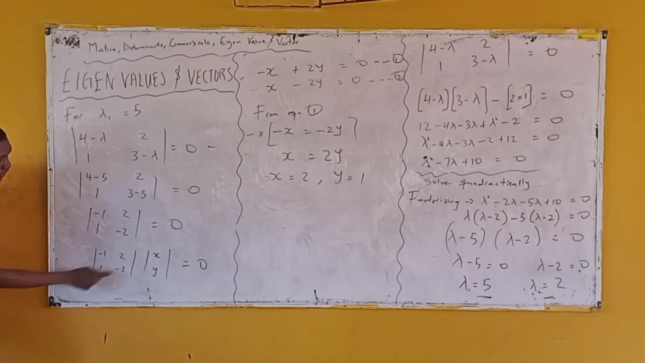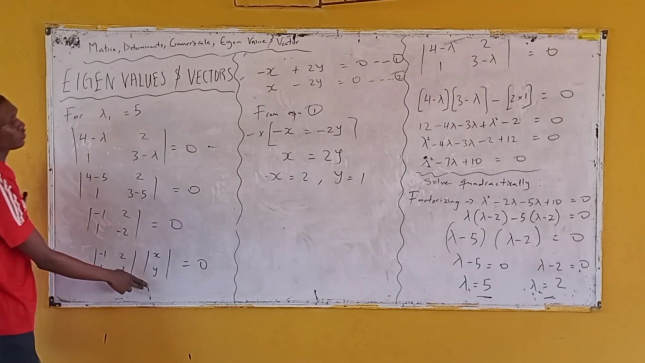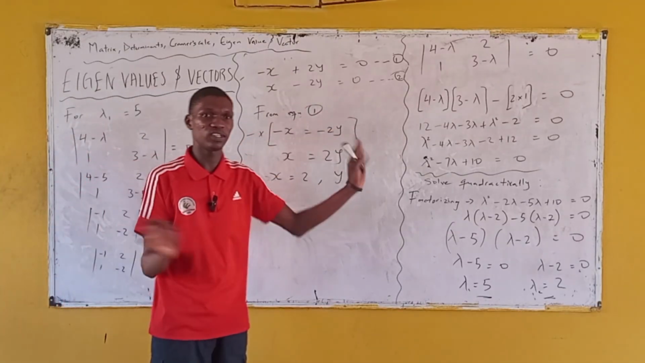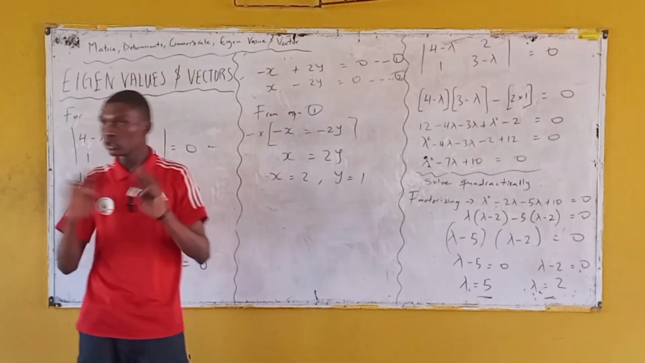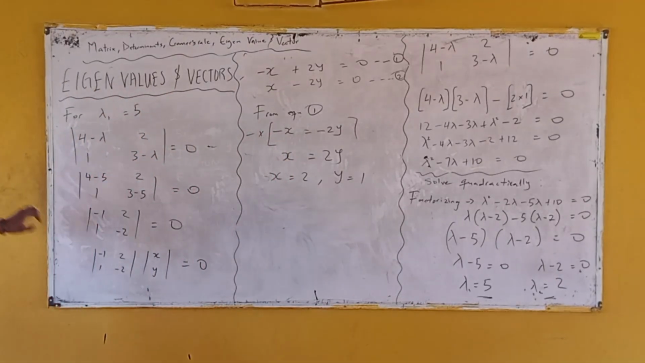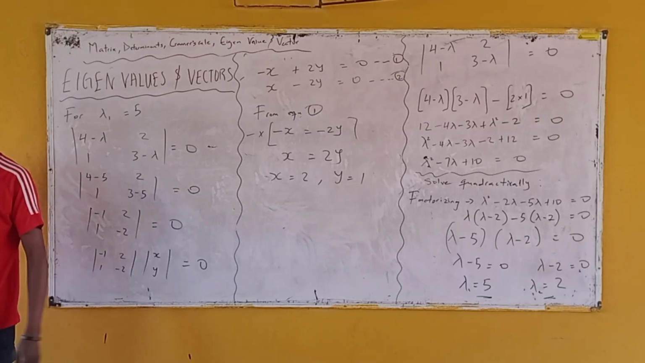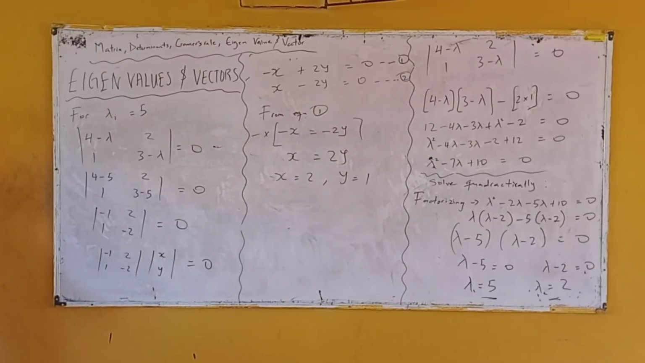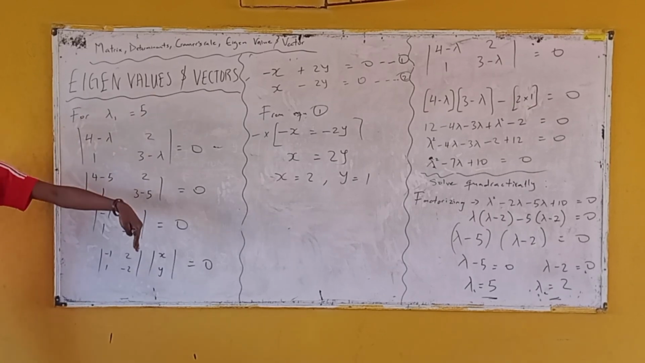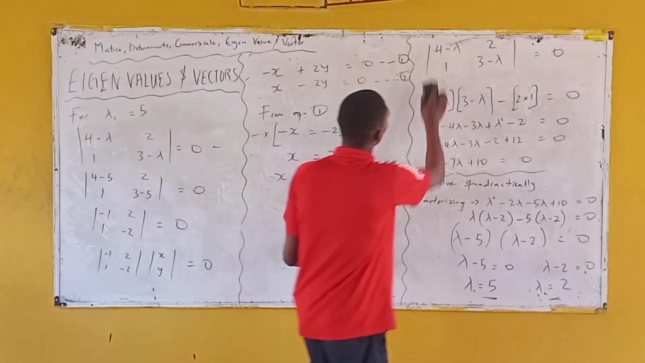Then the next one. 1 times x is x, and minus 2 times y is minus 2y, equals 0. Equation 2. Are we good? We use the row to multiply the column because it is 2 by 2. We are going to use the second one also. That's why I said for lambda 1. Do we get this part? Alright, so then we can move on.